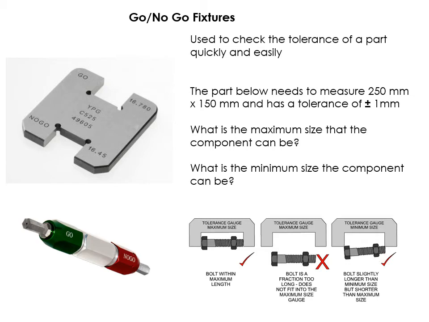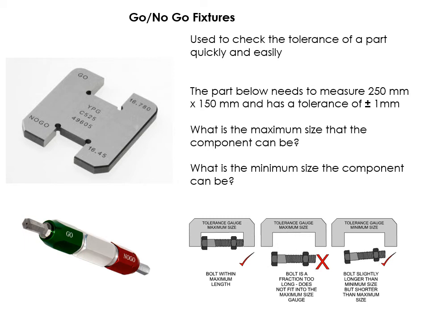So, for example, this is a little bit more about tolerance here. The part below needs to measure 250 millimeters by 150 millimeters and has a tolerance of plus or minus 1 millimeter. Really, really easy. What is the maximum size and what is the minimum size? Have a think about that. I'm going to tell you the answer pretty much now, so pause if you don't want to hear the answer. The maximum size the component could be is 251 millimeters by 151 millimeters, because it can be plus or minus 1 millimeter. The minimum size is 249 millimeters by 149 millimeters.